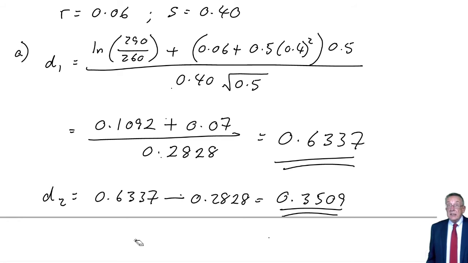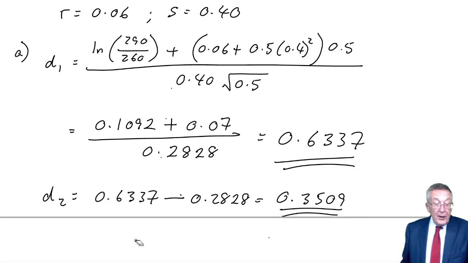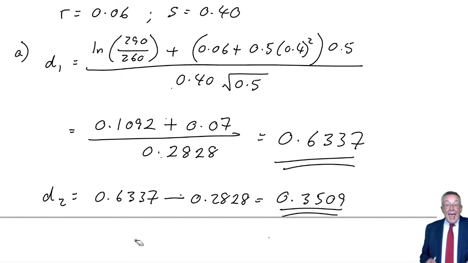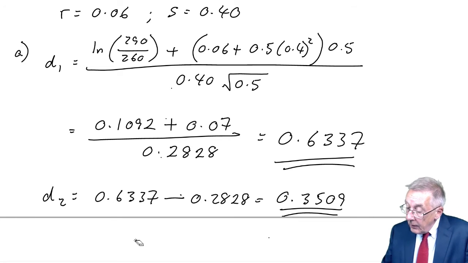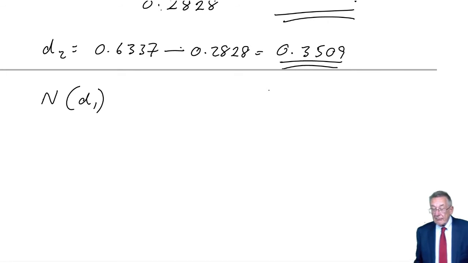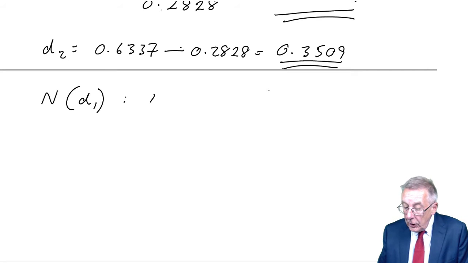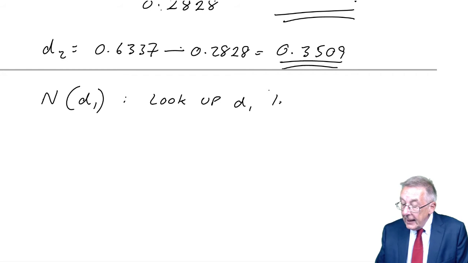Now then, having calculated D1 and D2, if you look to the first formula, it's PA times N(D1) minus PE times N(D2). Well, now I need to explain what it means, N brackets D1. What it means, we look up D1 in the normal distribution tables.